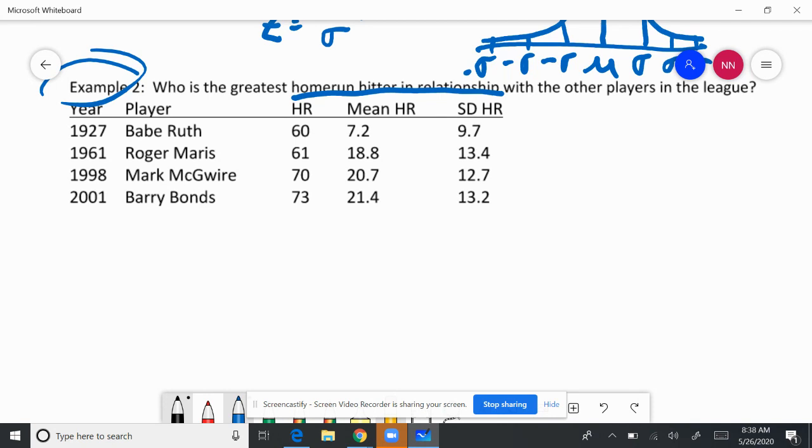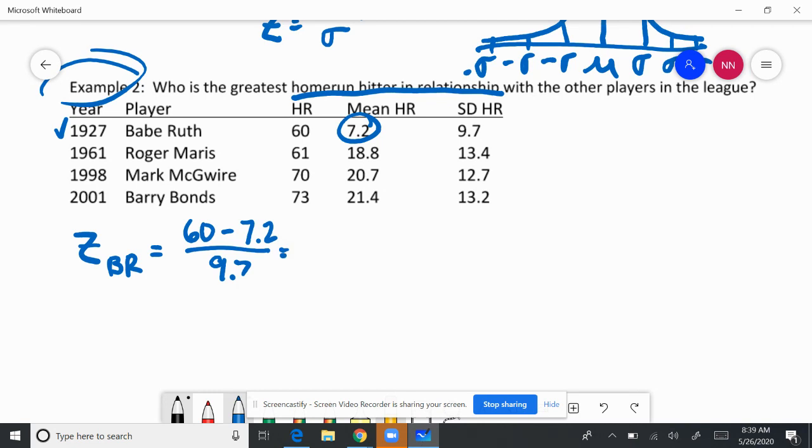So we're going to start off with Babe Ruth. I'm going to find Babe Ruth's z-score, and I'm just going to put a B and an R so I know which one is which. I'm going to take his home runs, which is 60. I'm going to subtract the mean number of home runs by everybody in the league at that time. So in 1927, this was the average home runs that the players hit. And the standard deviation of home runs is 9.7.